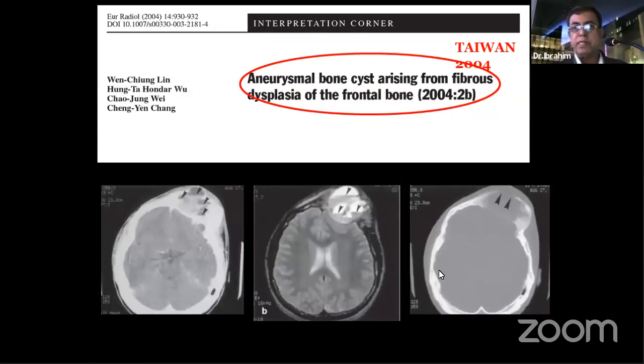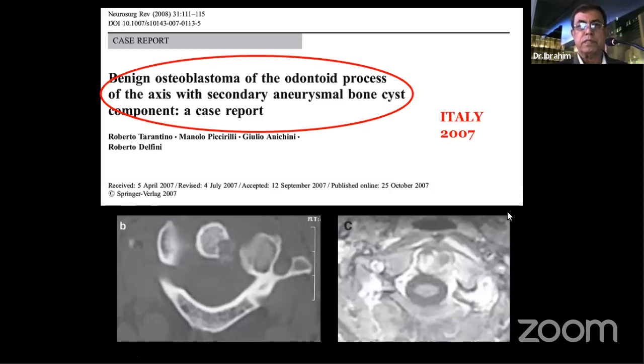From fibrous dysplasia of the frontal bone, like this, it started with fibrous dysplasia, and then we develop this aneurysmal bone cyst. Another common tumor to have the aneurysmal bone cyst inside is osteoblastoma. Osteoblastoma is a benign disease or benign tumor, but then you can develop the aneurysmal bone cyst inside. This is from Italy, from Roberto Delfini.